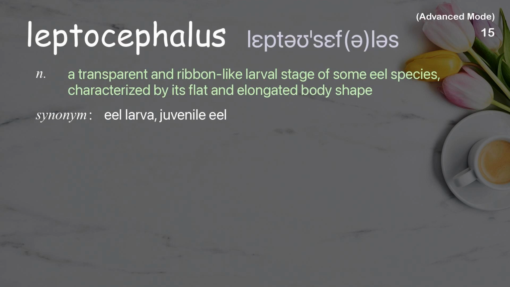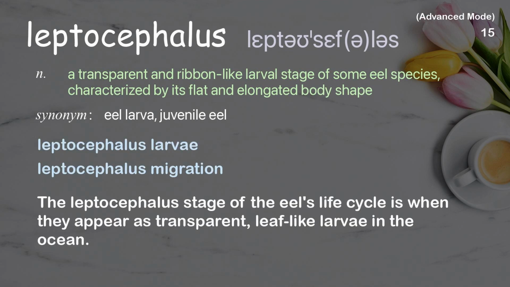Leptocephalus. A transparent and ribbon-like larval stage of some eel species, characterized by its flat and elongated body shape. Examples: Leptocephalus larvae, leptocephalus migration. The leptocephalus stage of the eel's life cycle is when they appear as transparent, leaf-like larvae in the ocean.